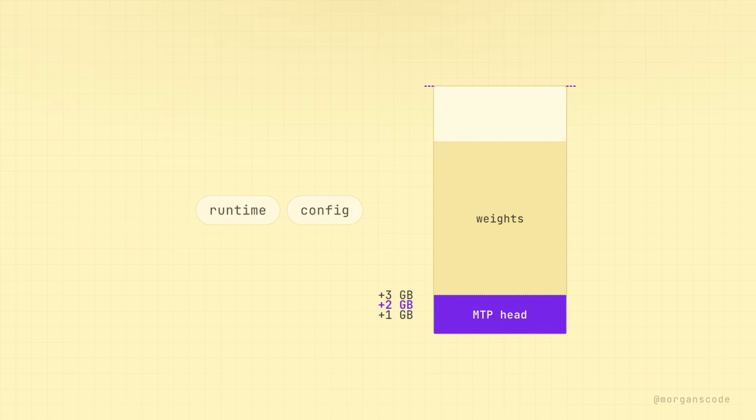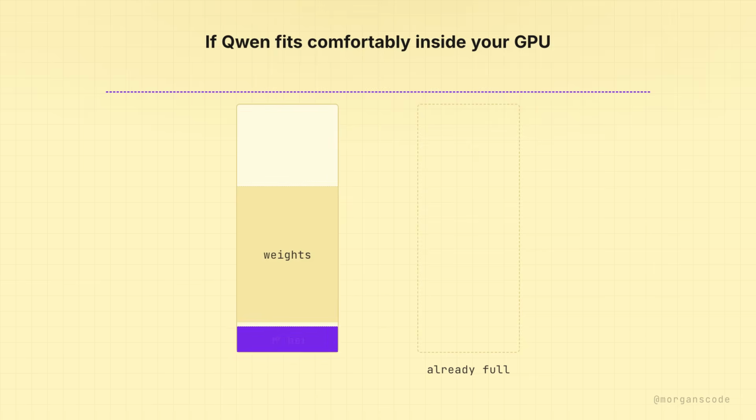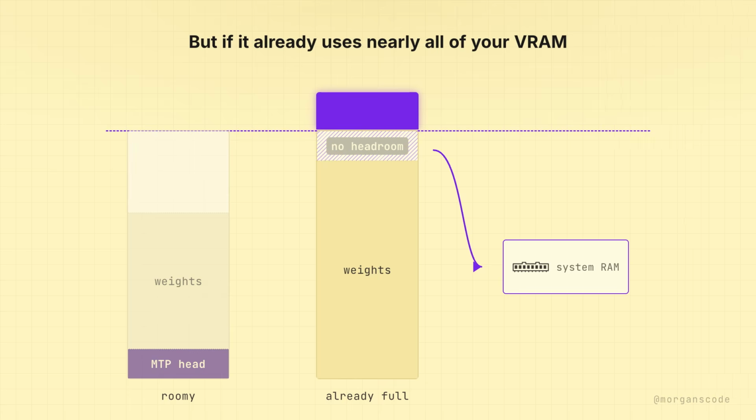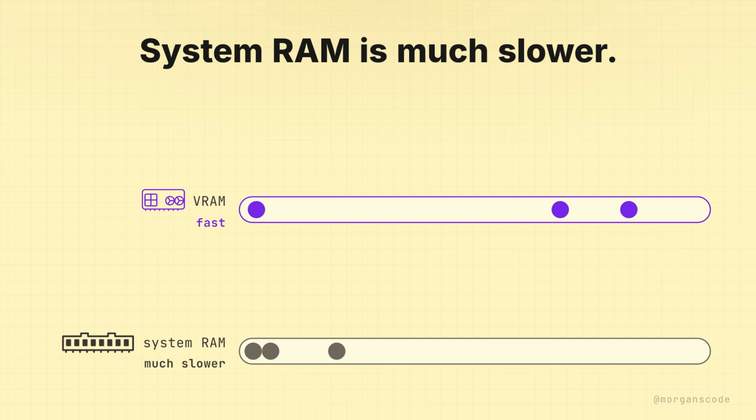Depending on the runtime and configuration, that can mean a few extra gigabytes. If Qwen fits comfortably inside your GPU, this may not be a problem. But if the model already uses nearly all of your VRAM, enabling MTP can push part of the workload into system RAM. And system RAM is much slower than VRAM.